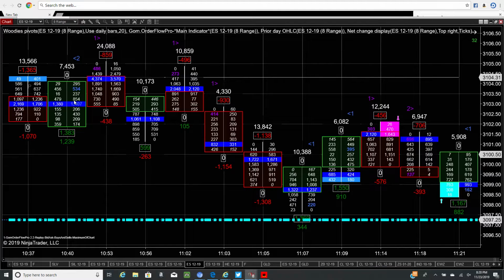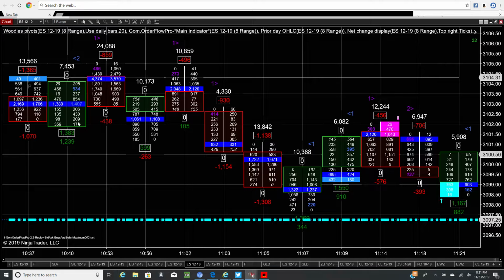So this is not based on time. This is based on price. So 8 range means nothing more than each one of these candles is 2 full S&P points. Okay? So an 8 range is 8 ticks, which constitutes 2 full S&P 500 points.